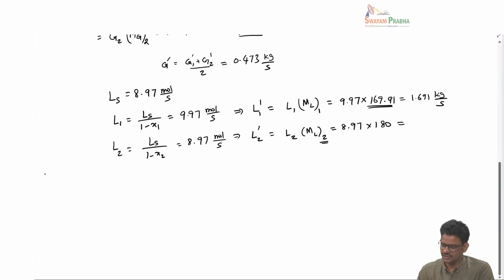At the top of the tower, the liquid is fresh. It doesn't have any solute, so the molecular weight will be just the molecular weight of the oil, which is 180 here. So you'll get 1.615 kg per second. And then we can find the average mass flow rate in kg per second.